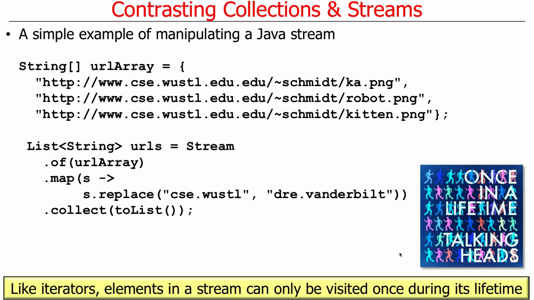Like iterators, elements in a stream can only be visited once during the stream's lifetime. This is really important to remember. Once a stream is finished running, once collect is run and you're done, you can't take the same stream and do stuff to it again. You have to start by giving it a new data source, or the same data source, just doing it over again. So you can't use a stream more than one time. That's often very confusing at first.